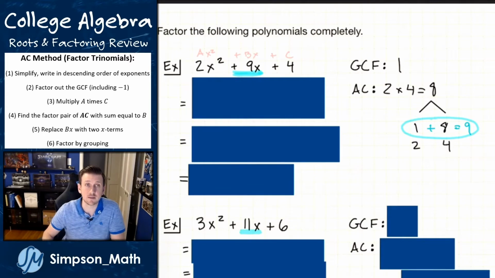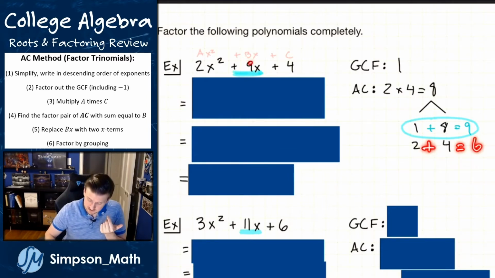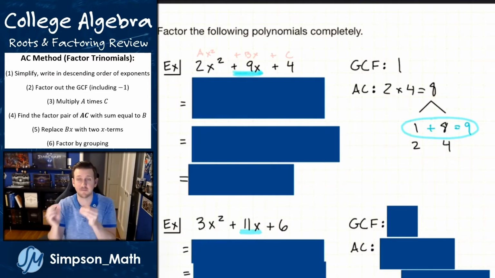So the second part of step 4 says find the factor pair of ac with a sum equal to b. Now what is b? b is 9, not worrying about the x. So which of these could I add together to be 9? Well, that's 1 and 8. If I were to add 2 and 4, I would get 6. So if this was, instead of a 9x, a 6x, then I would pick 2 and 4. But it's not. It's 9. I'm going to pick 1 and 8. So that's step 4 done. I found my factor pair.